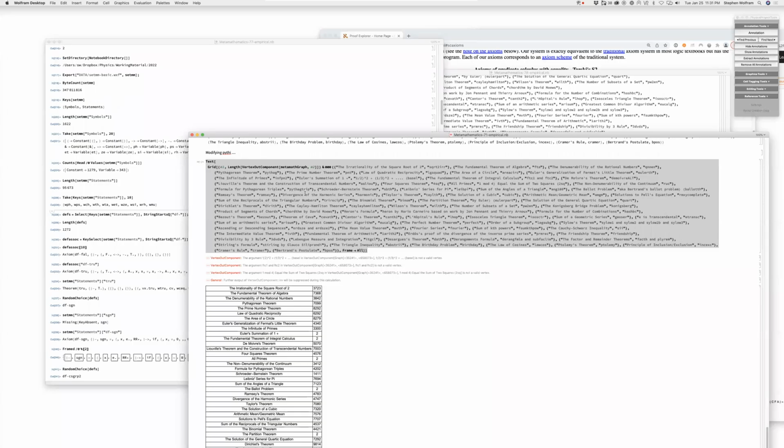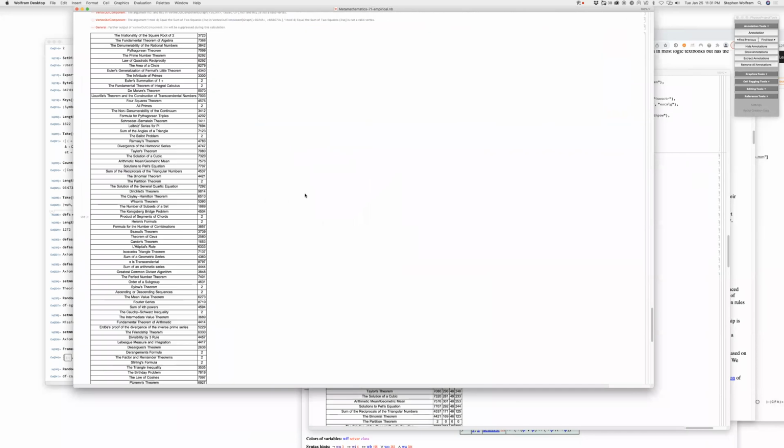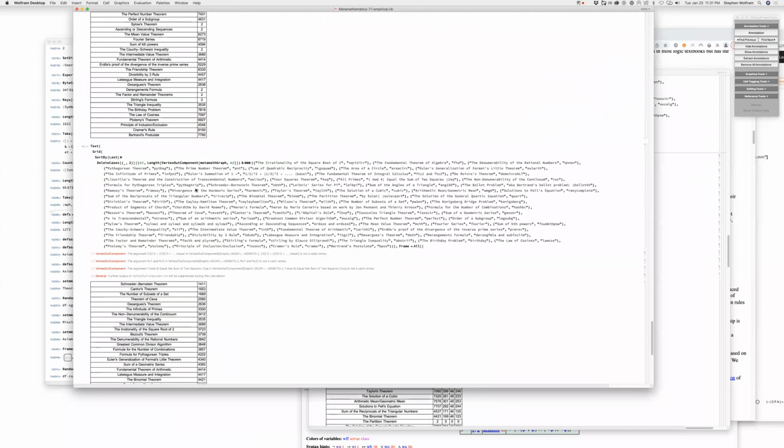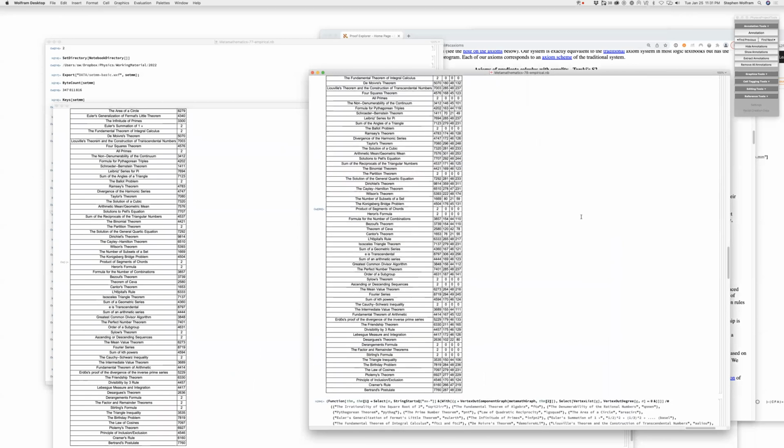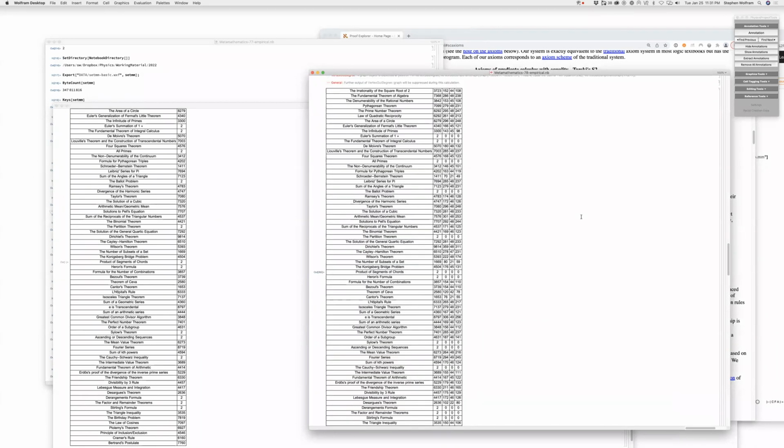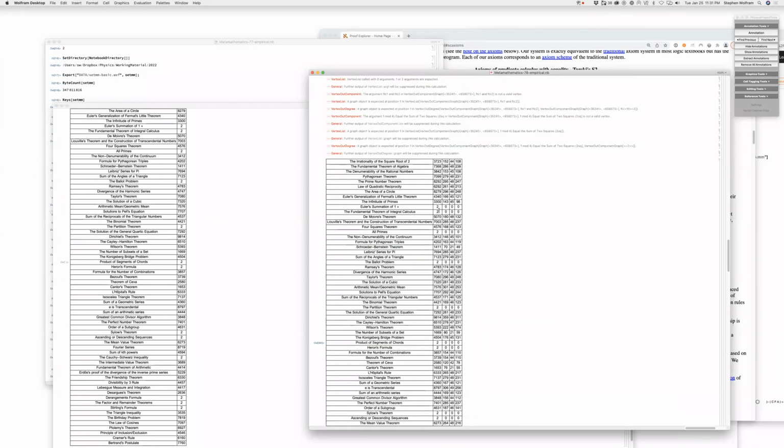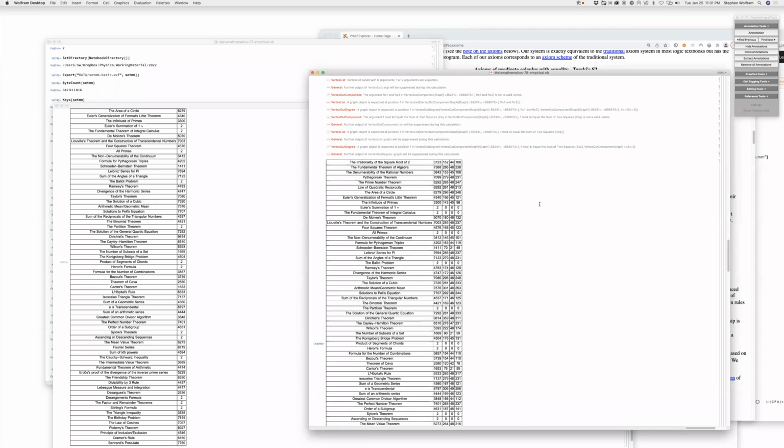Okay, so the first thing we're going to do is, where did we have it? We had the famous theorems. Let's remove all the ones that just could produce errors here. Do we know the source of those errors? Yeah, it's just that they're not in the Metamath database. Oh, then we should remove them.